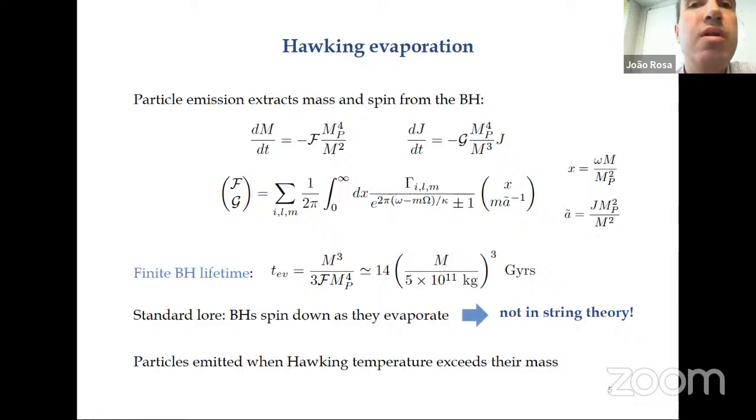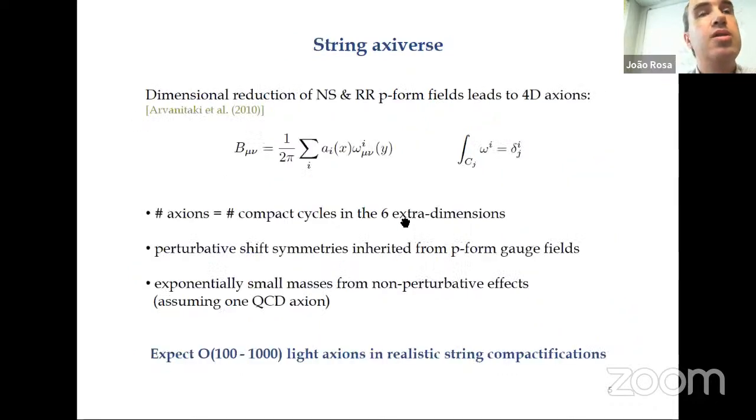And I want to argue that this is not necessarily the case when you take into account that the fundamental theory of nature might be a string theory. Because essentially, as I said, the black hole will emit all particles that exist in nature as long as the Hawking temperature exceeds their mass, or otherwise the emission is just Boltzmann suppressed by these exponential factors. So what's special about string theory?